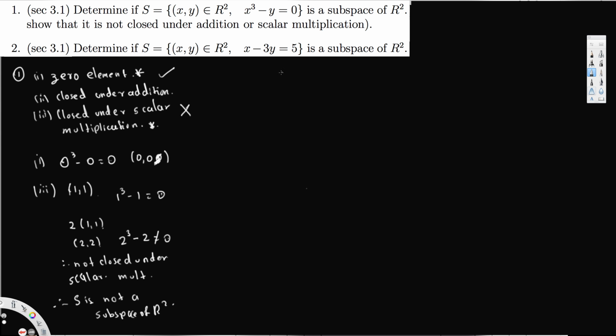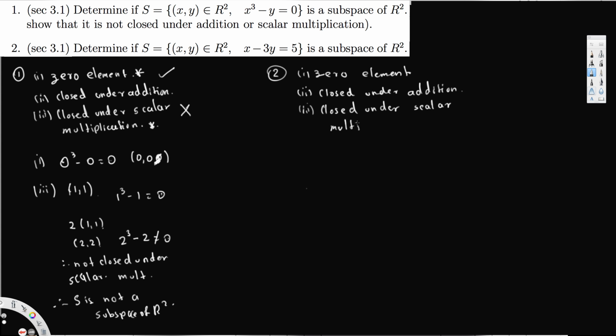And let's do the second question. The second question is asking the same thing, so I have to check the same things: the zero element, then closed under addition, and closed under scalar multiplication. First of all, when you substitute 0 for this one, what happens? 0 minus 3 times 0 is not equal to 5. So there is no zero element, and this is failing the first condition.